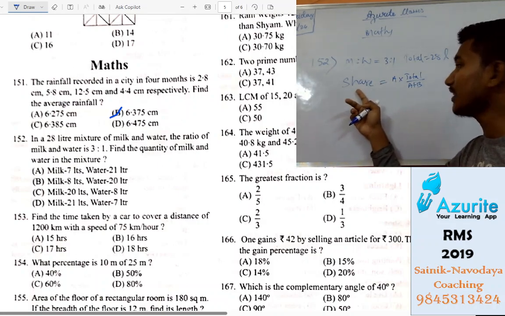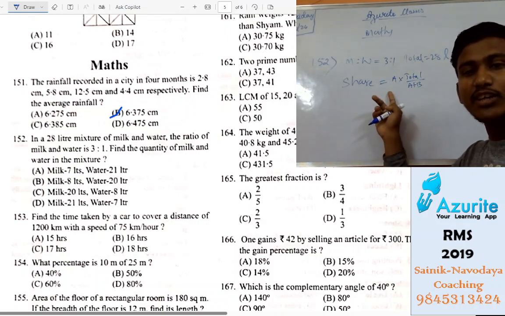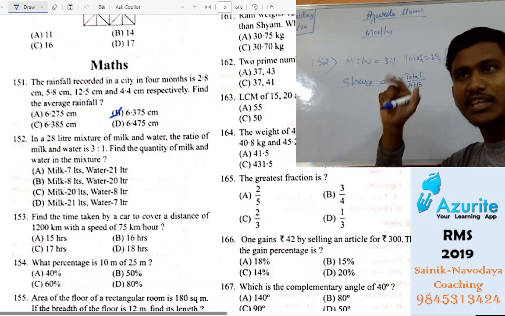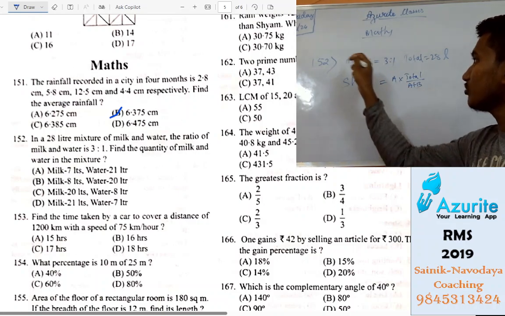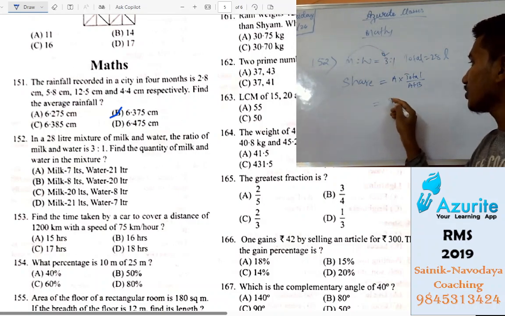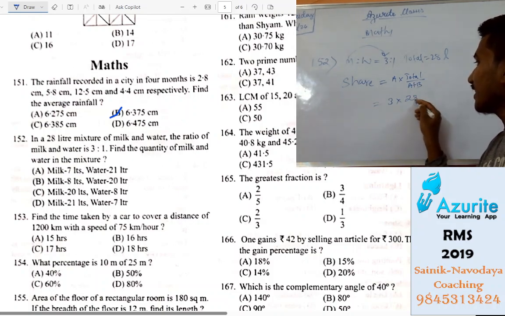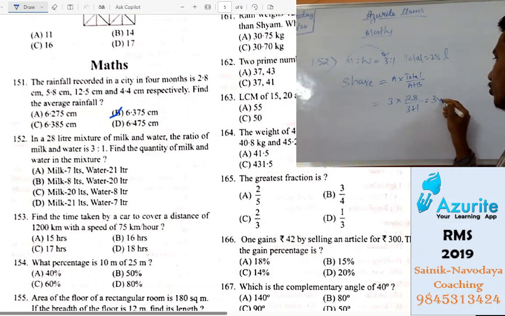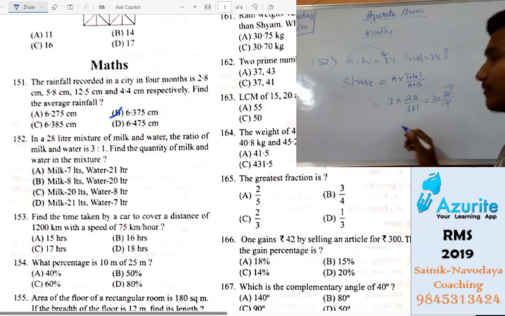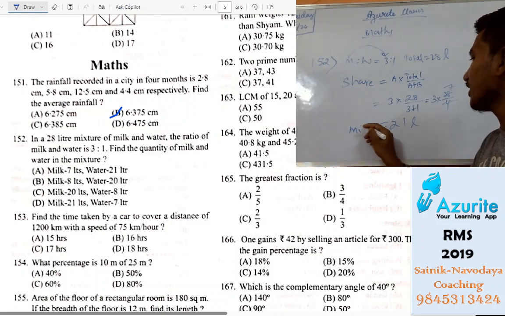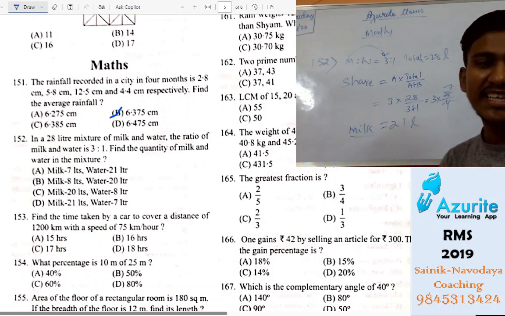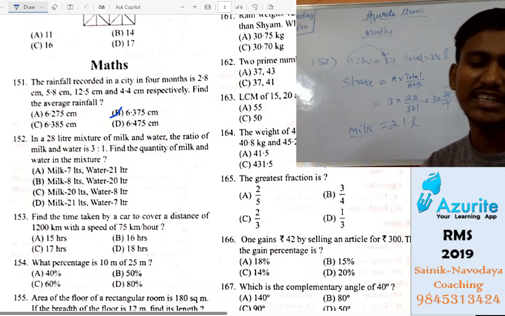How do we find the share? We know A into total divided by A plus B. In the ratio we do this. So if you want to find milk here, milk is how much here? 3 parts. So 3 into total, 28 liters. So 3 plus 1 is 4. So it will be 3 into 28 divided by 4. So 3 7s are 21 liters of milk is there. So which option is it? Option D.